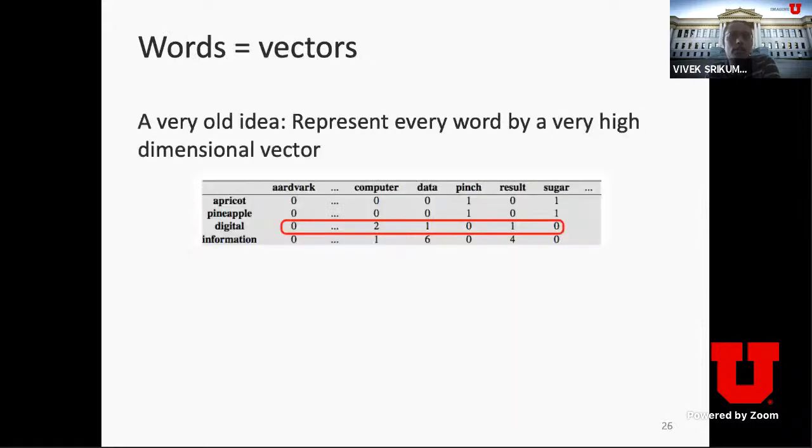This is another sort of an old idea. Once again, from the 1990s, you can represent words by a high dimensional vector. What I mean by that is you represent every word by a list of numbers, and every entry in that list would be how many times, for example, does the word digital show up before or after the word aardvark? Never. How many times does it show up before or after computer? According to this particular set, 2 times.